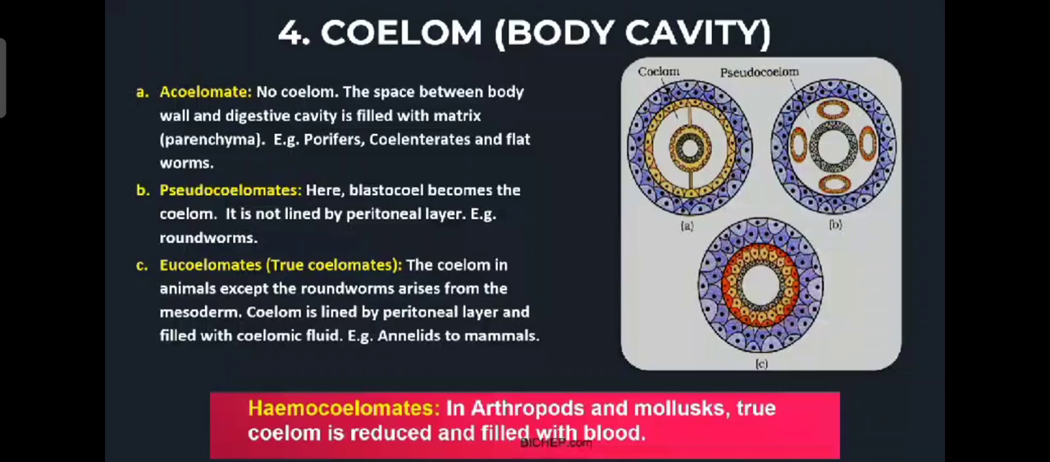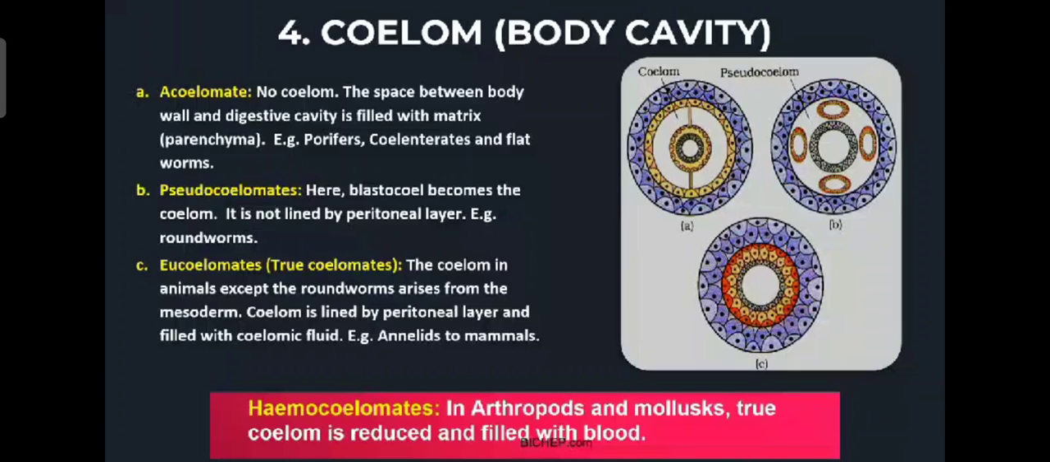And the third one, that is eucoelomate. Eu means true. Eucoelomate, that is true coelomates. Here the coelom in animals except the roundworms arises from the mesoderm, and coelom is lined by the peritoneal layer and filled with coelomic fluid. So here the animals, the body cavity which is lined by mesoderm is called as the coelom. The true coelom will be there. So here from annelids to mammals, all the animals come into the coelomates.